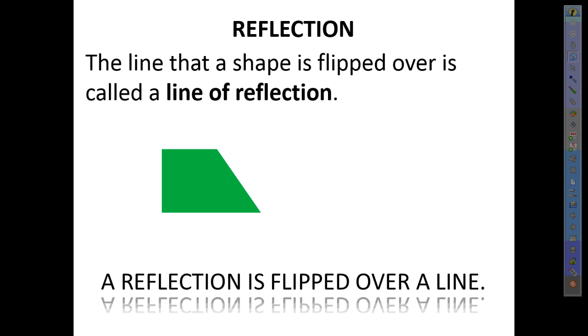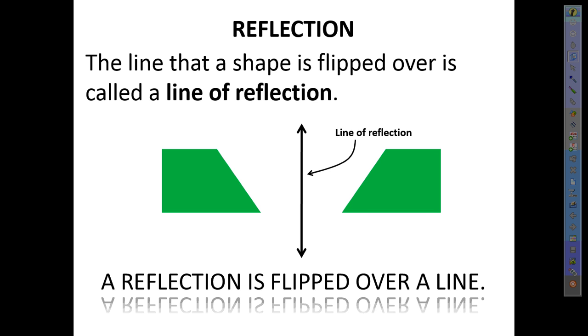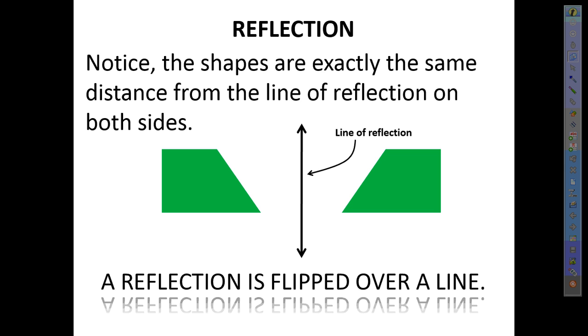All right. The line that a shape is flipped over is called its line of reflection. So it is whatever it is being reflected over. It is where we're measuring the reflection from. Notice the shapes are exactly the same distance from the line of reflection on both sides.